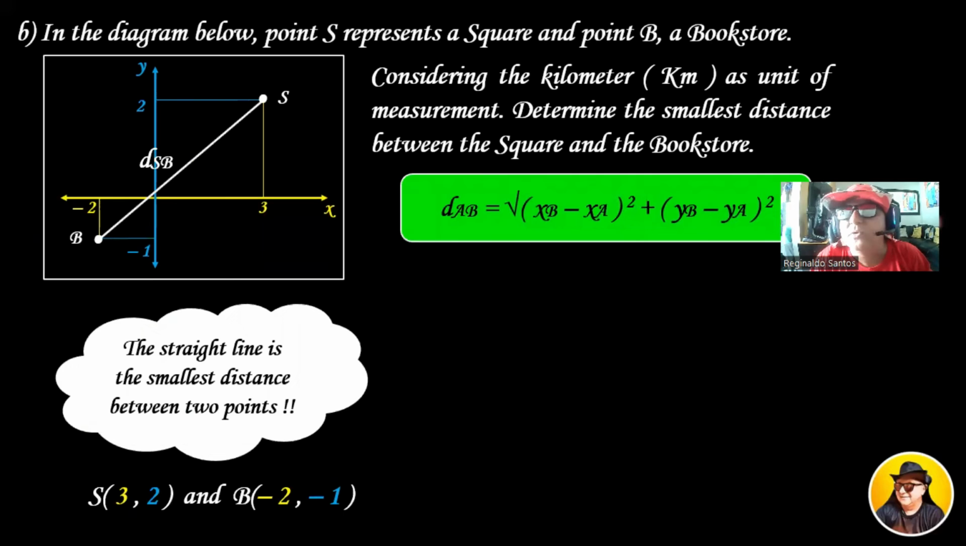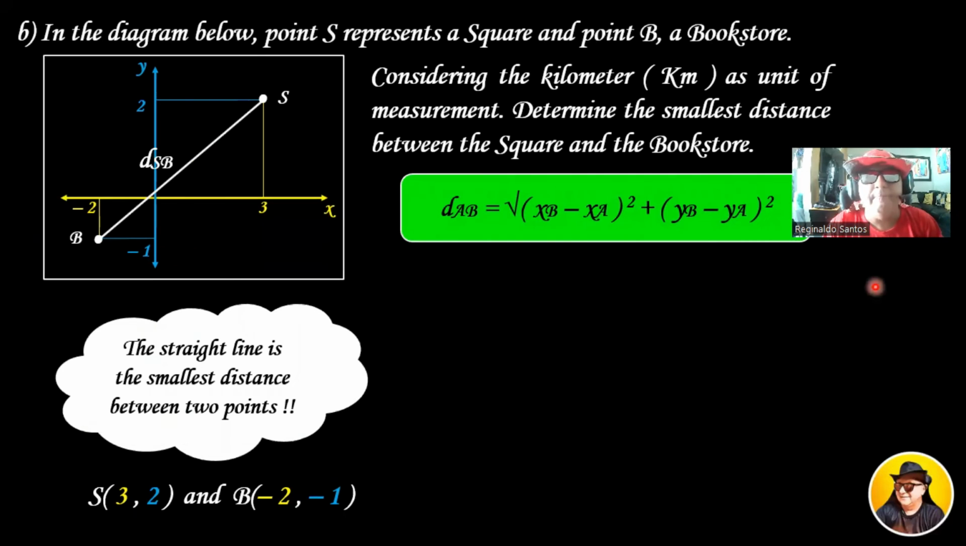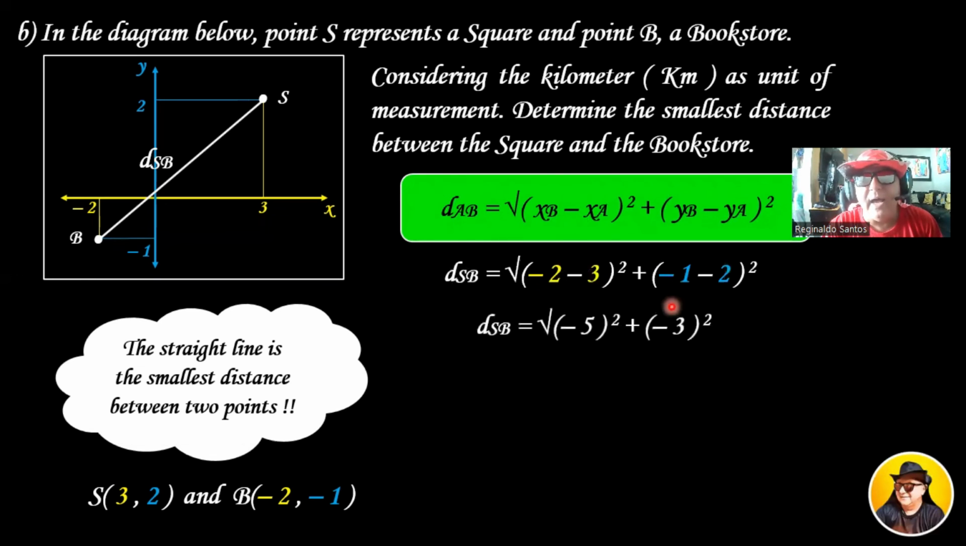All right, so let's plug the values into the formula. Okay, so let's see the distance. The distance between S and B is the square root of (-2 minus 3) squared plus (-1 minus 2) squared. Okay, so let's calculate. -2 minus 3 is -5. Very good. And -1 minus 2 is -3. Excellent. So we have now -5 squared plus -3 squared.